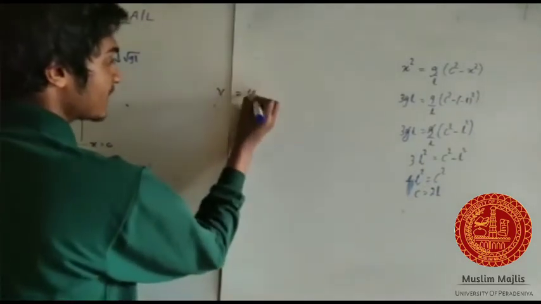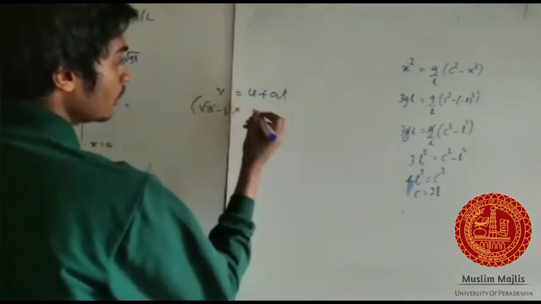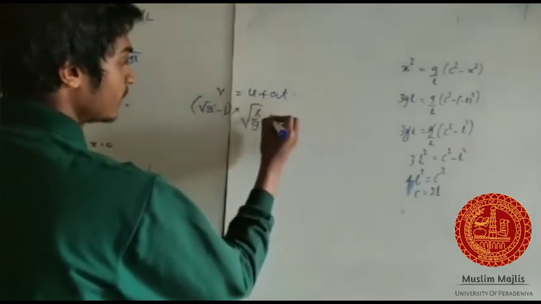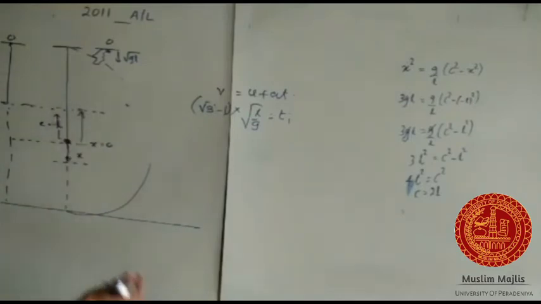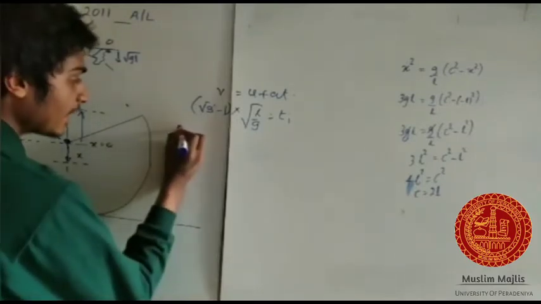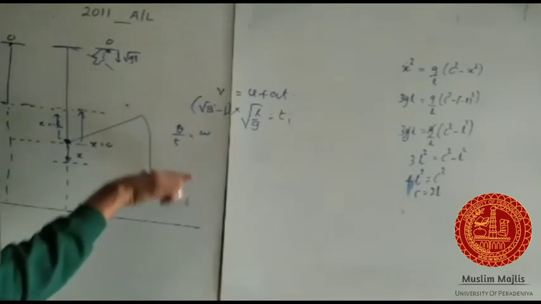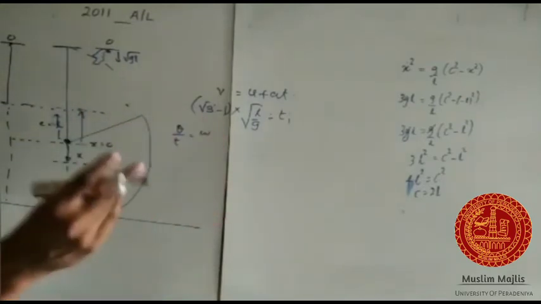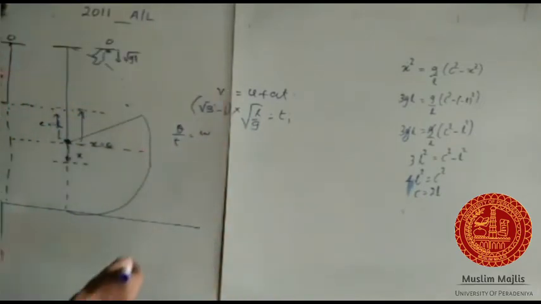So V is equal to U plus AT, so root 3 minus 1 into square root of L over G is the time. We will say T1. Now the particle has to move from here to here, and the time taken should be found. We know what omega is. Omega is square root of G over L. I will draw something like this. You know that theta divided by T is equal to omega, angular displacement divided by time is omega, because it is moving at constant angular velocity. We compared this with the circular motion initially, from the first questions.